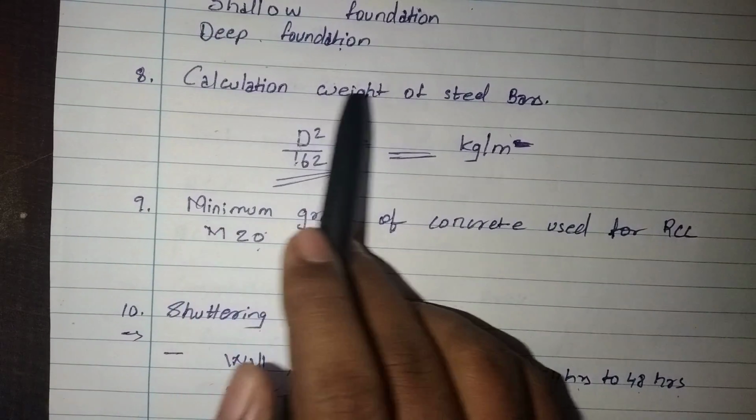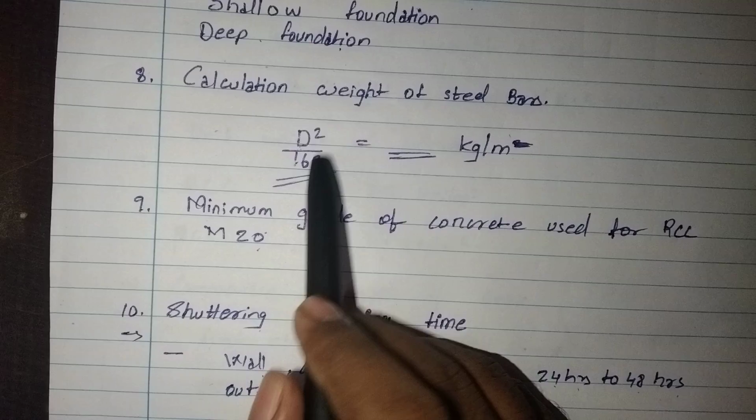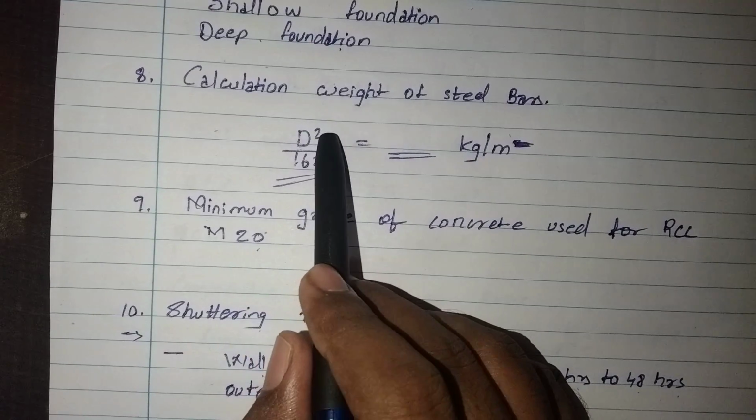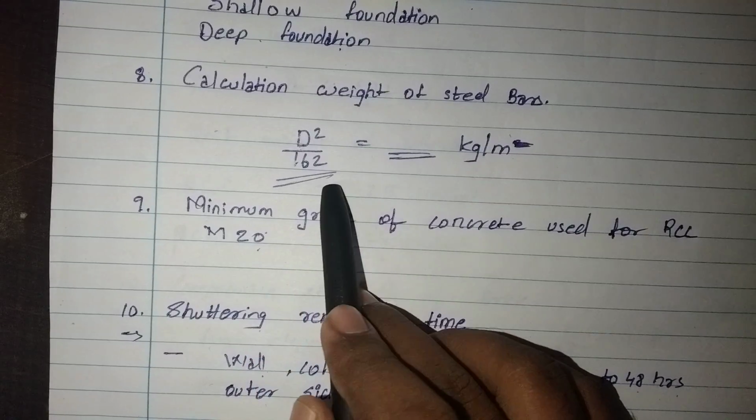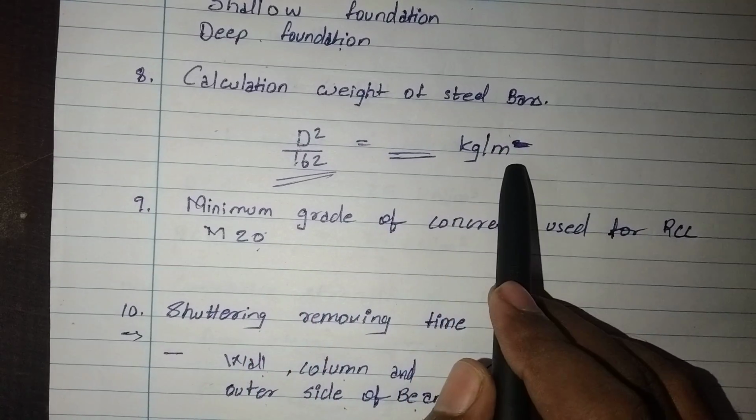The calculation of the weight of a steel bar, how is it done? It is done by a very important formula, that is D squared divided by 162, and whatever weight you get will be in kg per meter.